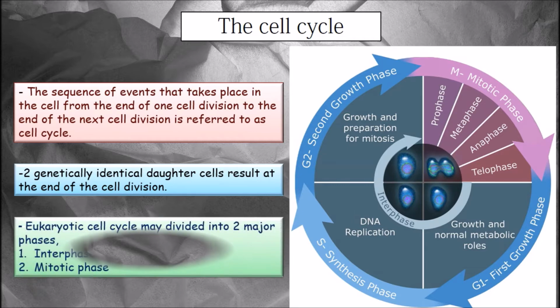The eukaryotic cell cycle may be divided into two major phases: interphase and mitotic phase. During interphase, the cell grows and makes a copy of its DNA. During the mitotic phase, the cell will divide, producing two identical daughter cells.